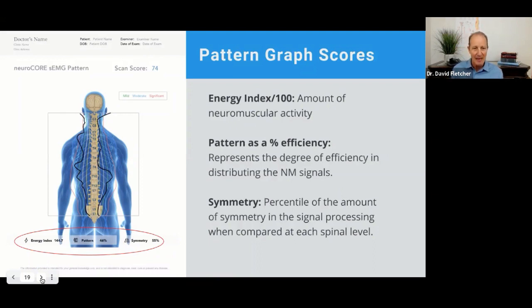Their pattern is the efficiency with which they are distributing that energy. It should be 100, but you can see that they're only operating at 46% efficiency in distribution. That's not okay. That's the one number you're going to really want to watch on subsequent scans. And finally, the symmetry is operating at 55%. And remember, when you see that symmetry below 80%, be thinking that you're involved with a lot of those shear and torque forces that are affiliated, because it's not symmetrical all the way through these systems.